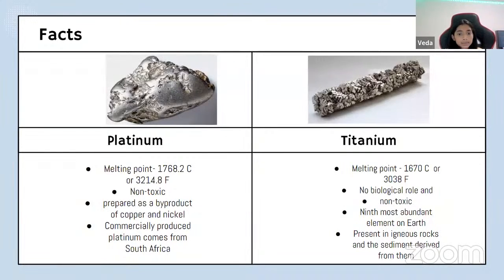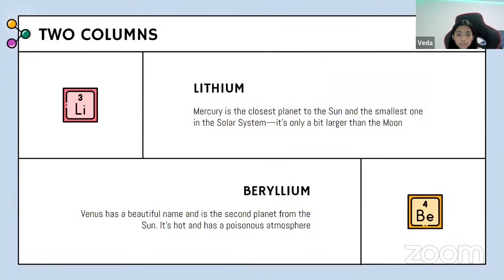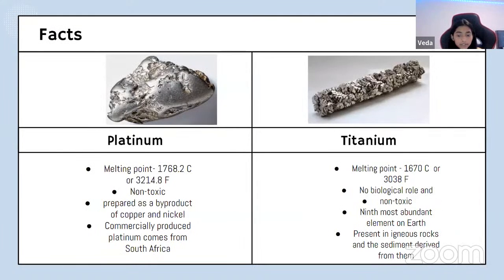Facts. Platinum has a melting point of 1768.2 degrees Celsius, while titanium's melting point is 1670 degrees Celsius. But they're both non-toxic. Platinum is prepared as a byproduct of copper and nickel. Titanium is the ninth most abundant element on Earth. Titanium is usually in igneous rocks and the sediment derived from them. Commercially produced platinum comes from South Africa.